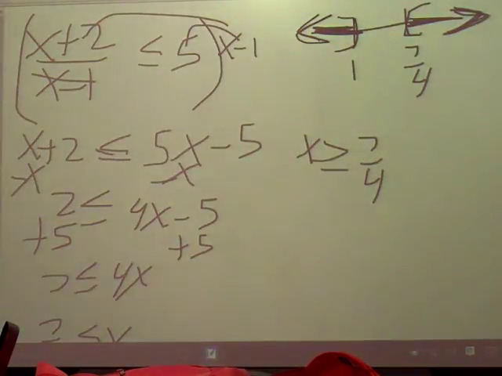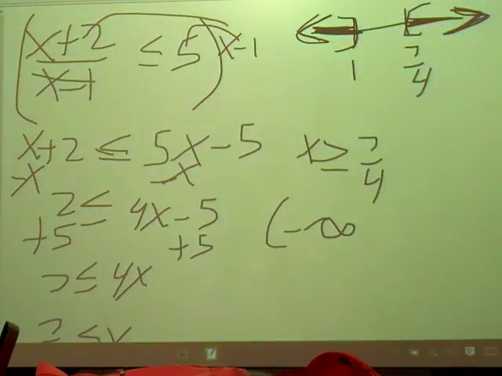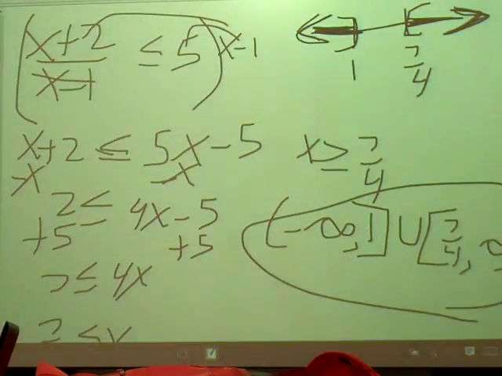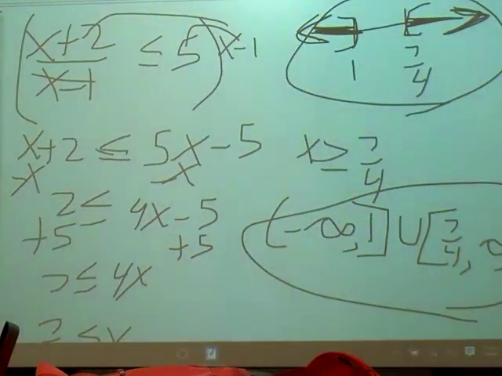So put that in interval notation, negative infinity to 1. 1 gets a bracket, infinities always get a parentheses. Union with 7/4 to positive infinity. So you have that stuff there.